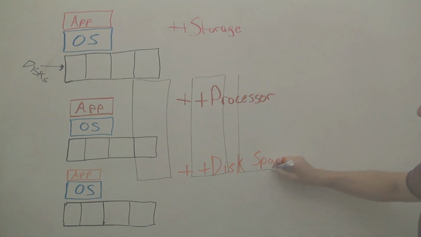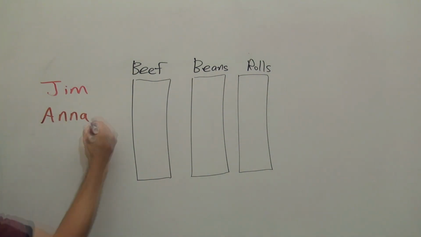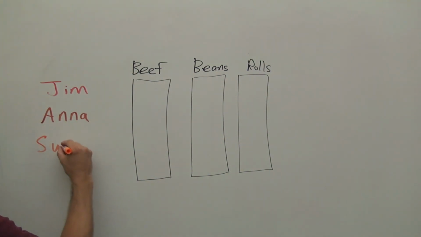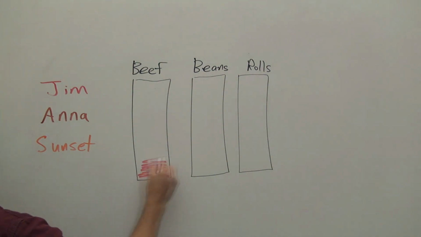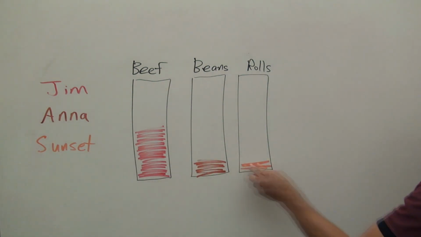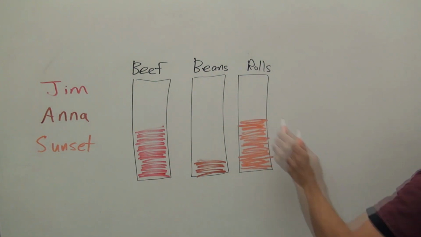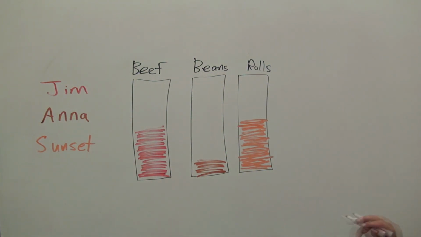To explain how apps use different amounts of resources, let's imagine a dinner scenario. So imagine you're going to be serving 3 items for dinner this weekend. You're going to serve a meal with beef, beans, and rolls. And your dinner guests are going to be Jim, Anna, and we'll say Sunset. Now, Jim likes beef, and he will consume a lot more beef than the other two. Anna is going to eat a few beans, and Sunset is going to eat a lot of rolls. All of them will devour different amounts of each ingredient.